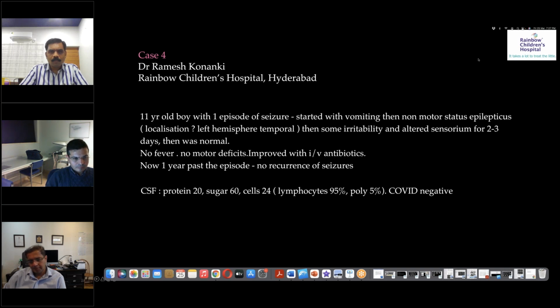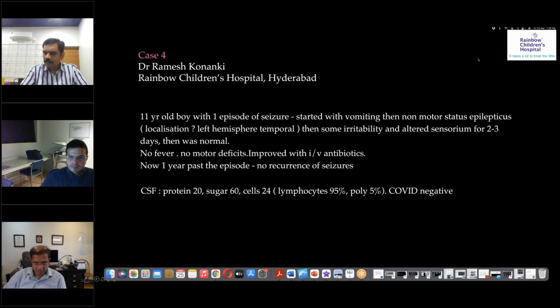And he had some vomiting during that episode, and after that he had irritability and altered sensorium for 2-3 days, following which the child became normal. He recovered back to the normal status. For this episode, he was admitted and given some medications. We're not very sure whether he was given any steroids, but he was given some antibiotics. And now it has been almost 1 year after the episode. The child had no recurrence, and did not have any focal deficits or any other issues.